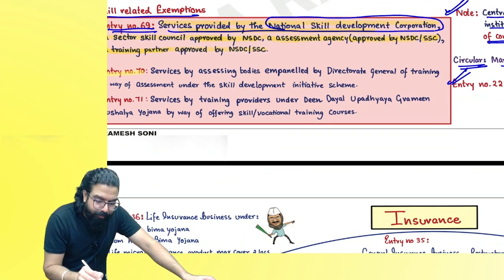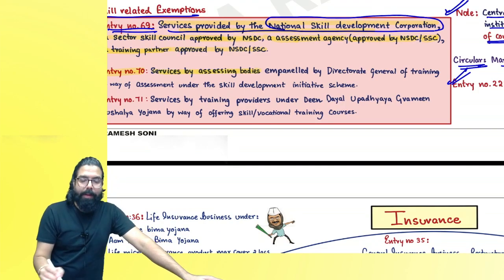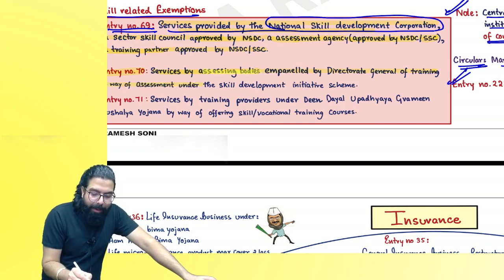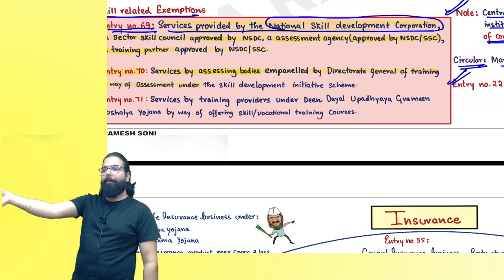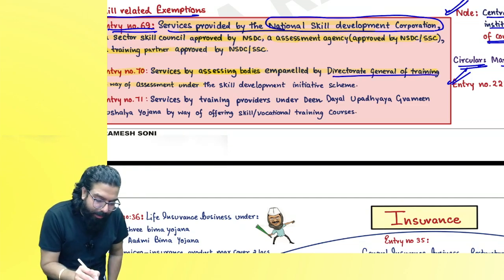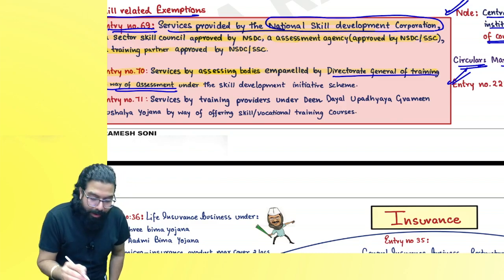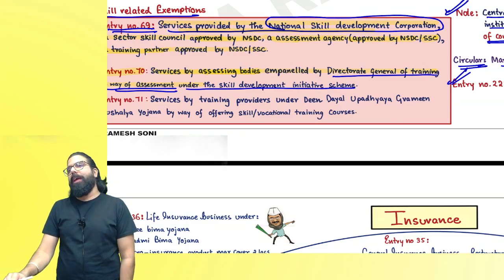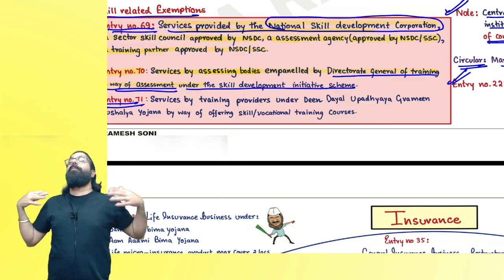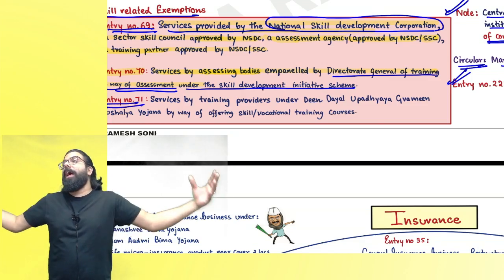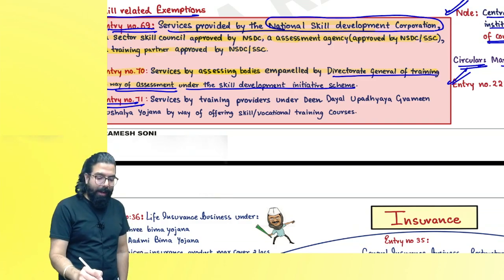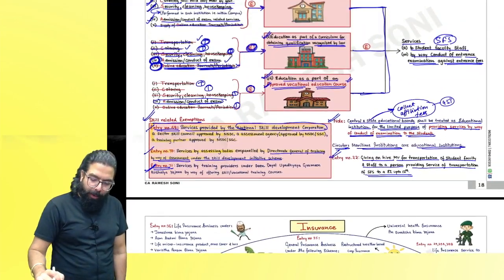The next one over here is services by an assessing body empaneled by the Director General of Training, by way of assessment. So, sir, I am an assessing body. We do the assessments of people, and we are empaneled under the Director General of Training, and I am doing assessment under the Skill Development Initiative Scheme. Then my services also will be exempted. The last one: if I am a training provider giving training under the Deen Dayal Upadhyay Grameen Kaushalya Yojana, then my services also will be exempted. I hope this point was clear to all.